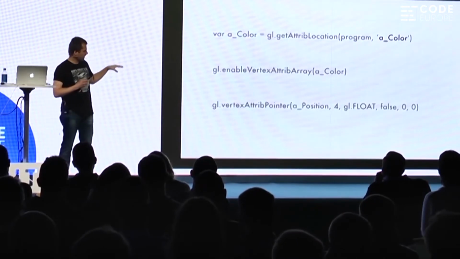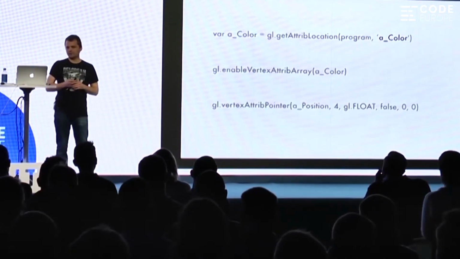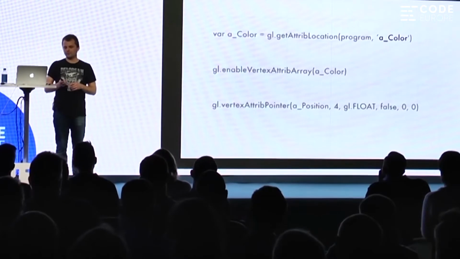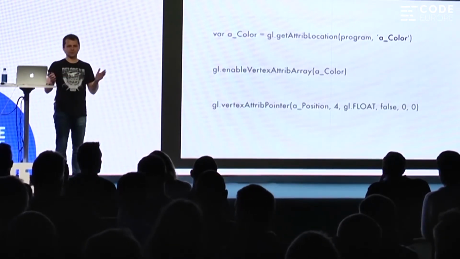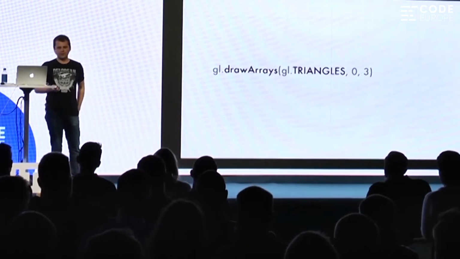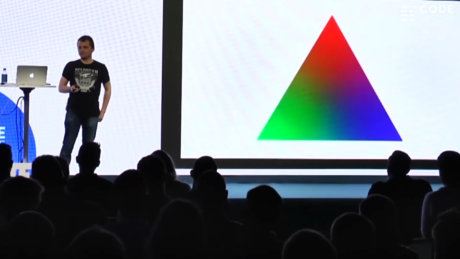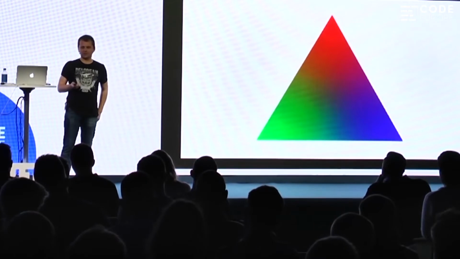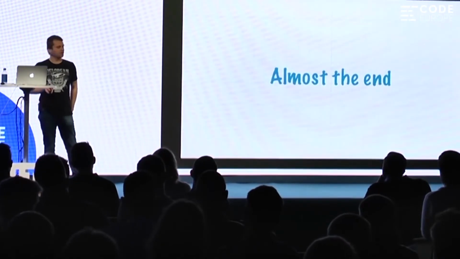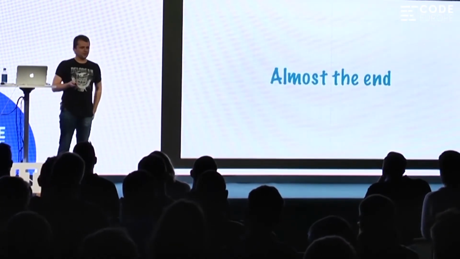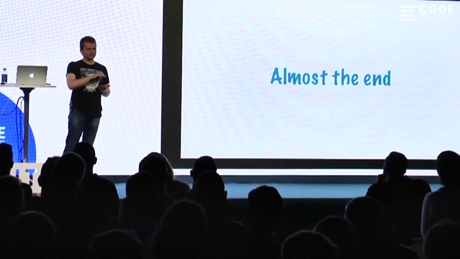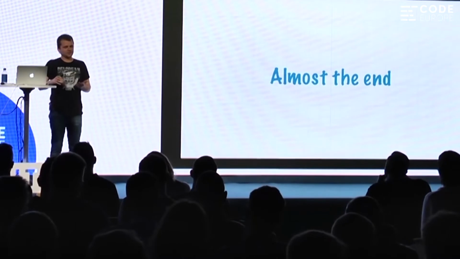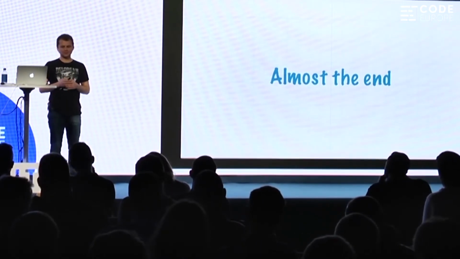We're doing exactly the same thing, and I have a typo, whatever. We're passing 4 because we had 4 numbers for each color. And we're drawing the same way. And it's basically a triangle at the end. So it's almost the end. And this is basically what I wanted to tell you, this whole flow. And it's actually pretty useful.